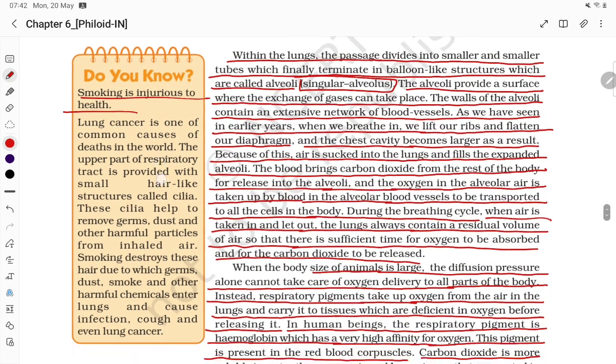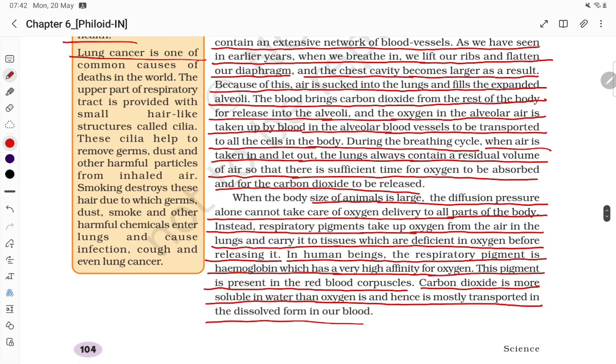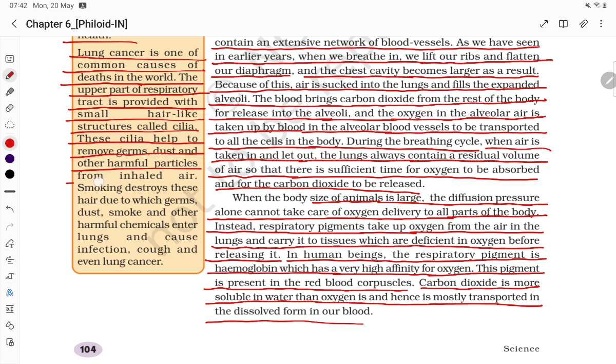Smoking is injurious to health. Lung cancer is one of the common causes of death in the world. The upper part of the respiratory tract is provided with small hair-like structures called cilia. The cilia help to remove germs, dust, and other harmful particles from the inhaled air. Smoking destroys these hairs, due to which germs, dust, smoke, and other harmful chemicals enter the lungs and cause infection, cough, and even lung cancer.